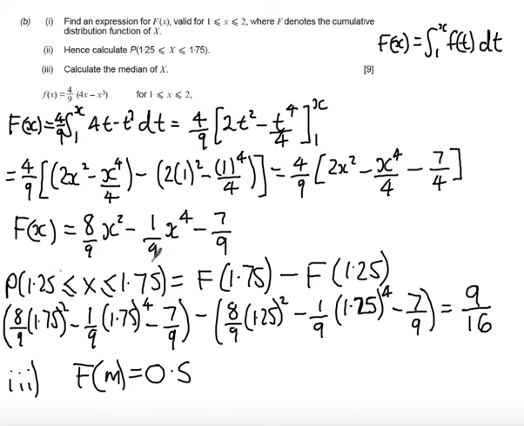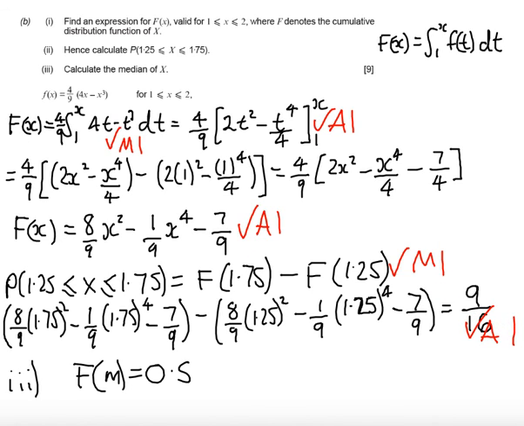Looking at part B now. Initially there is a method mark for setting up an integral with a parameter to integrate. There is an answer mark for the correct integration, and then an answer mark for getting to the correct cumulative distribution function. In part 2, there is a method mark for identifying how to use the cumulative distribution function, and then an answer mark for getting to the correct answer.